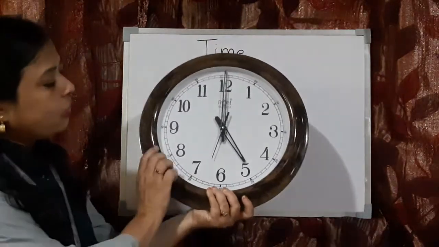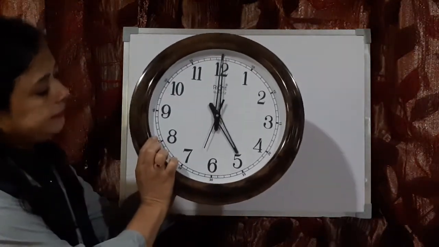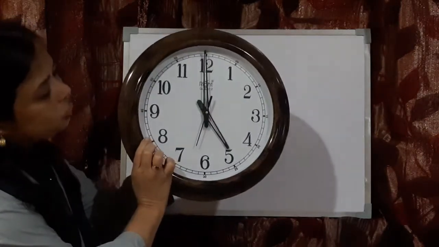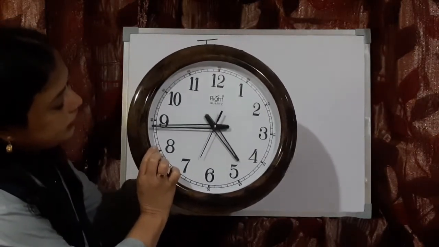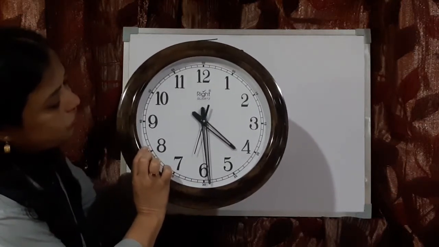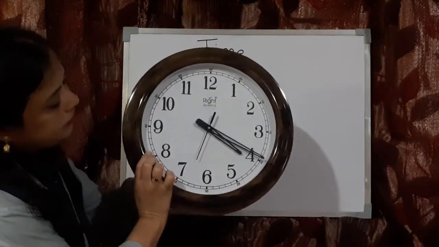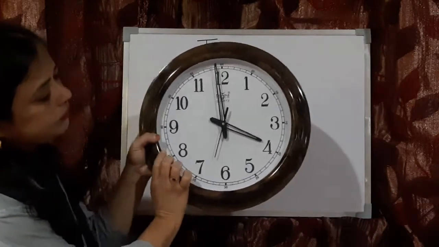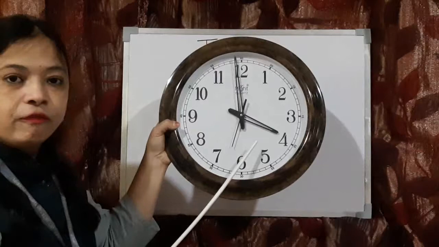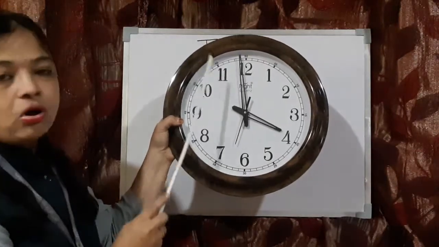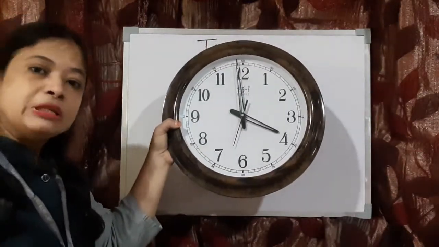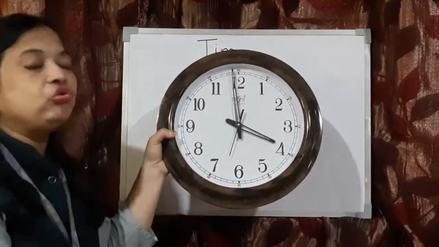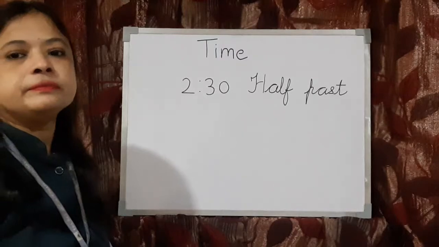Now suppose I rotate this to 6, I will show you, see. Suppose I am rotating to 4. See now, here the short hand is on 4 number and the long hand is on 12 number. So the time is 4 o'clock. Okay, so this is very easy. Now I am going to show you half past. Come on, children.